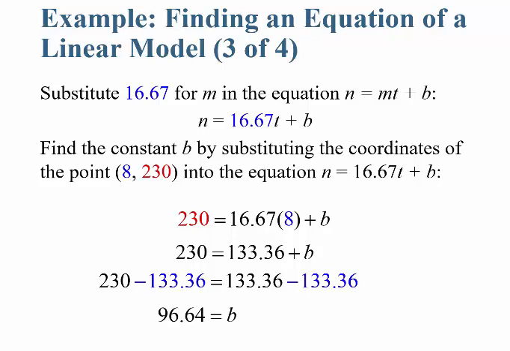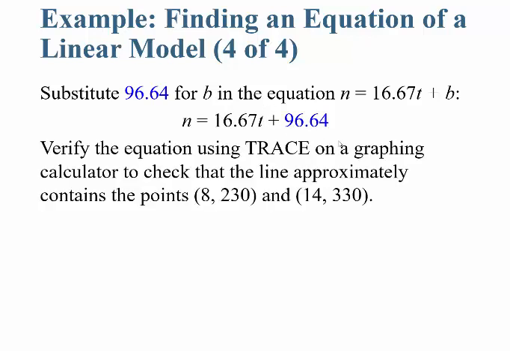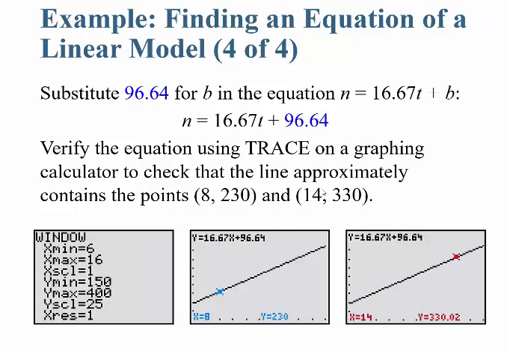Now we can substitute this b in for the y-intercept, or the N-intercept. My equation is: the number of species of birds involved in airline strikes is equal to the slope, the rate of change, 16.67, times the number of years since 2000, plus 96.64. We can verify this equation using trace on our graphing calculator if we want. You can see that the line we made approximately contains these points. I'm going to show you on your calculator how to do this actually with the table. It's a little bit easier.